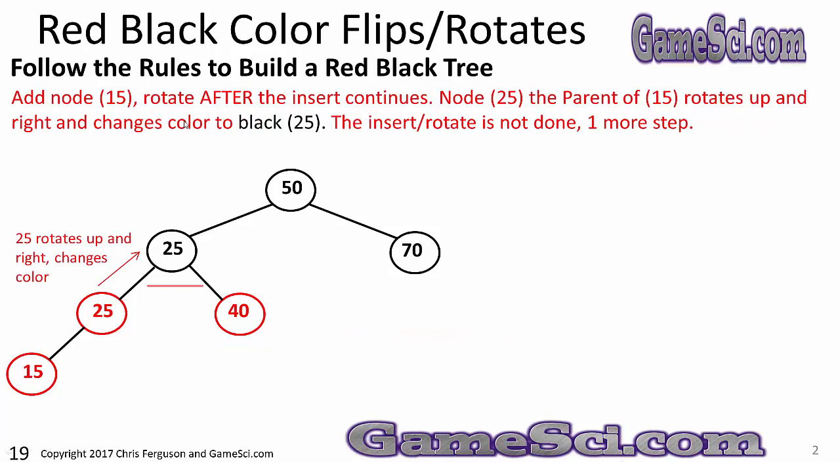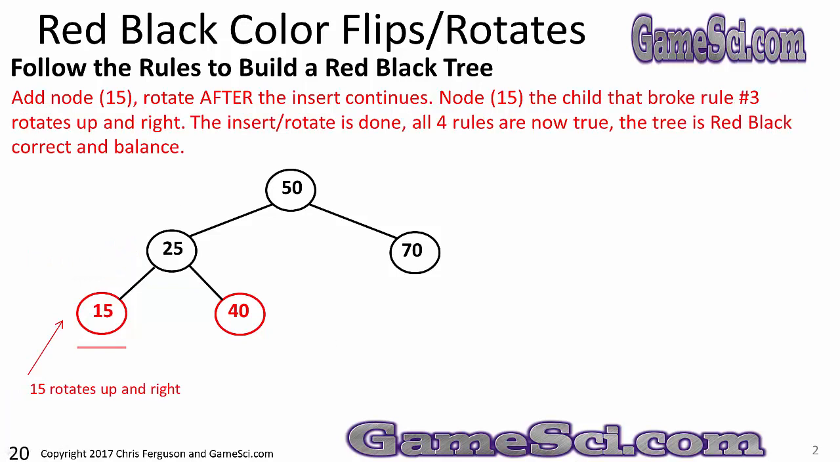Still adding node 15. Rotate after the insert continues. Node 25, the parent of 15, rotates up and right and changes color to black 25. The insert rotate is not quite done. There's still 1 more step. But you see this 25 right here? It rotated to the right and up and changed its color to black.